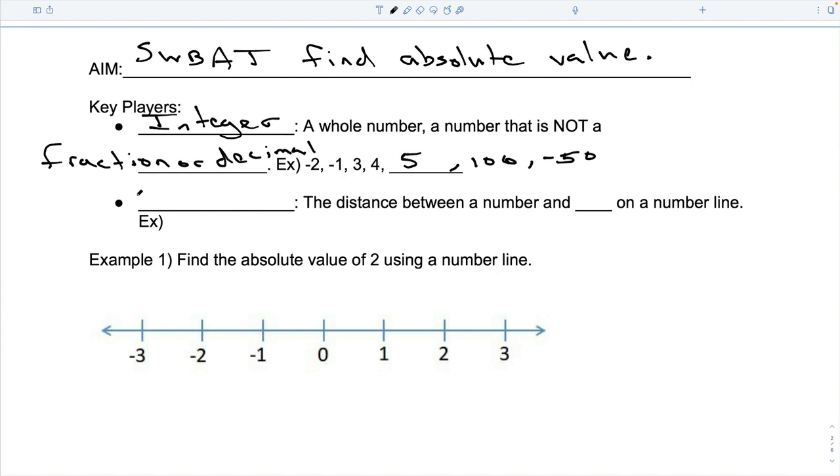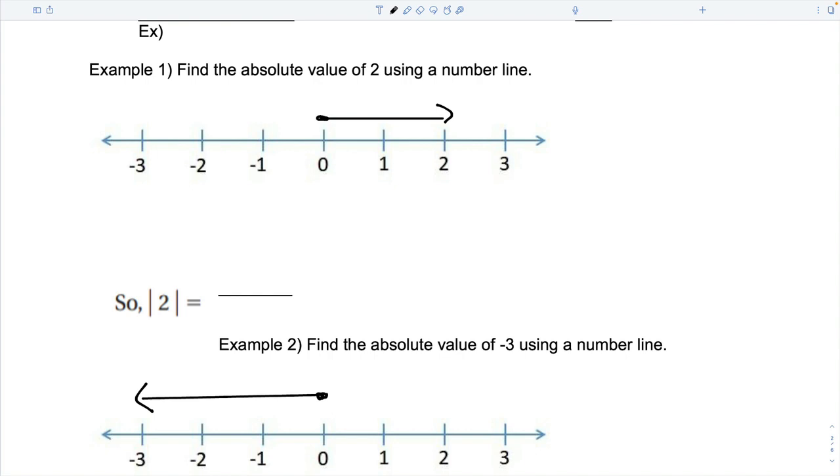The second key player is the absolute value. This is the distance between a number and 0. So I want to find the absolute value of 2. I'm going to count 1, 2 spaces. The answer for the absolute value of 2 is just 2.